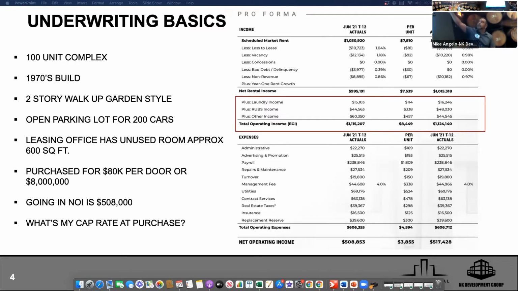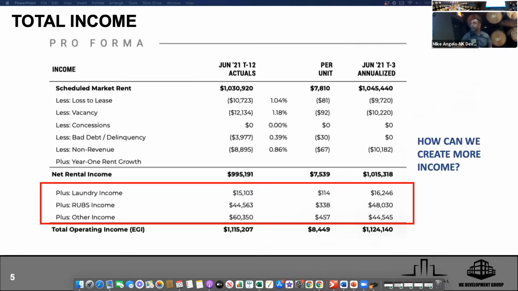So again, last month we talked about overall income, scheduled market rent. And this time I wanted to spend time and talk about other income. So laundry, RUBS, and other income. Laundry is pretty self-explanatory. In this case, they're earning $114 a door per year in laundry. So this is a 100-unit complex, $950 a door per month.